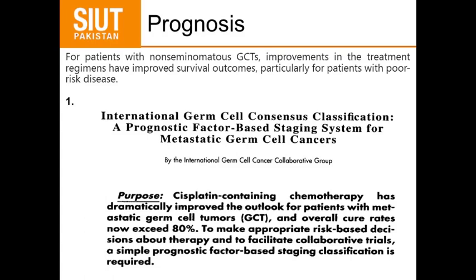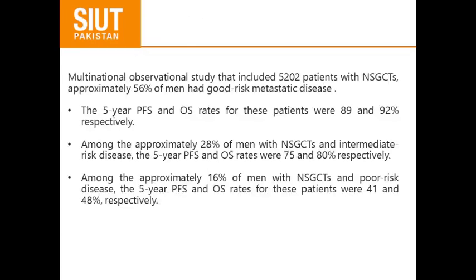Now, with the recent advances in treatment approach, in case of non-seminomatous germ cell tumor, there are excellent survival outcomes. Especially, this has been seen in patients with poor risk disease. There was a multinational observational study which included 5,202 patients with non-seminomatous germ cell tumor. Approximately 56% of them had good risk disease and the remaining 44% had intermediate and poor risk disease. In all the patients, the 5-year progression-free survival and overall survival were 89% and 92% respectively.